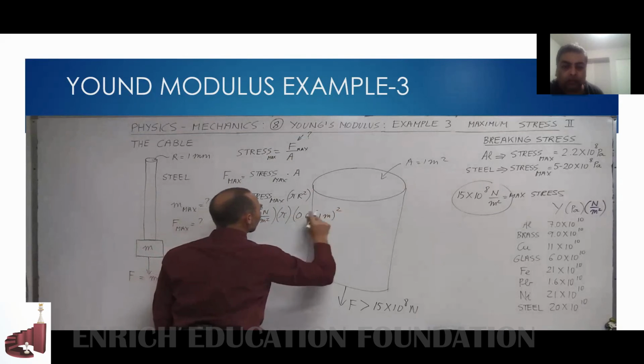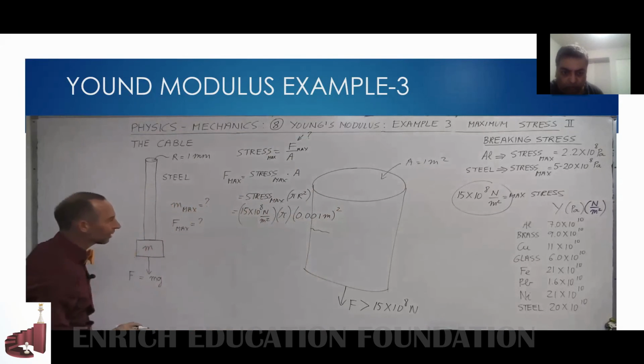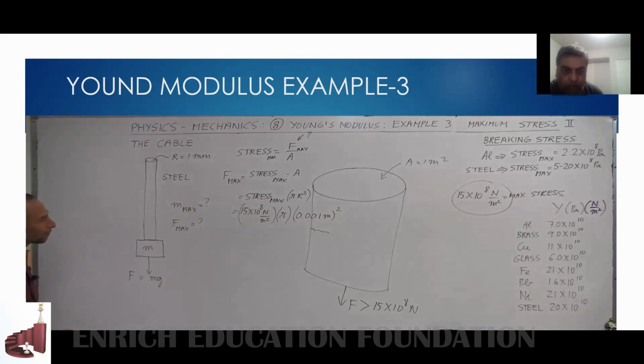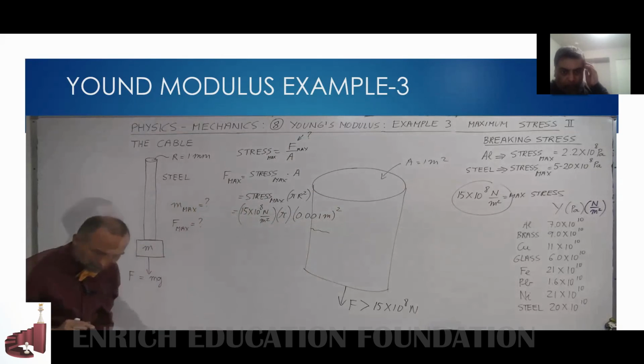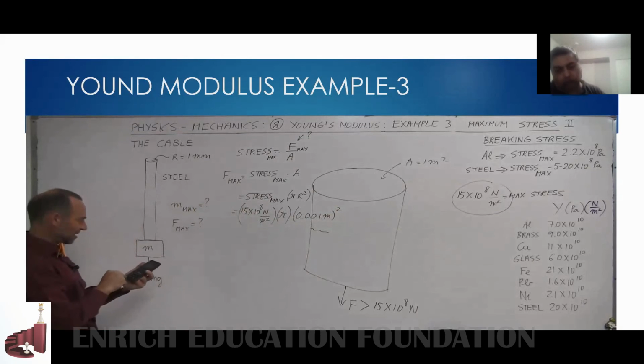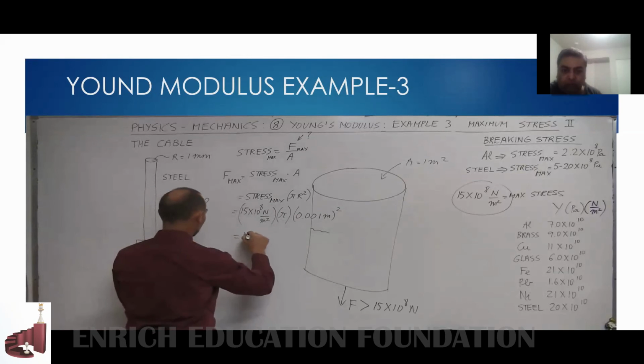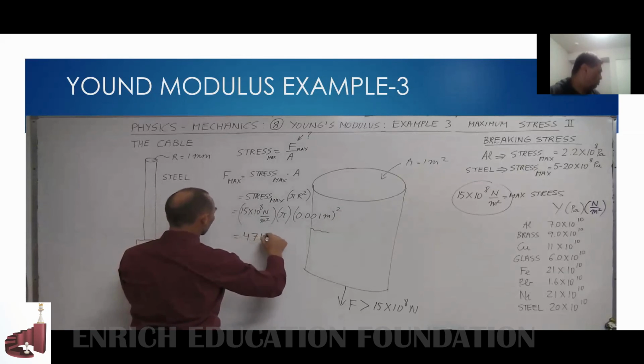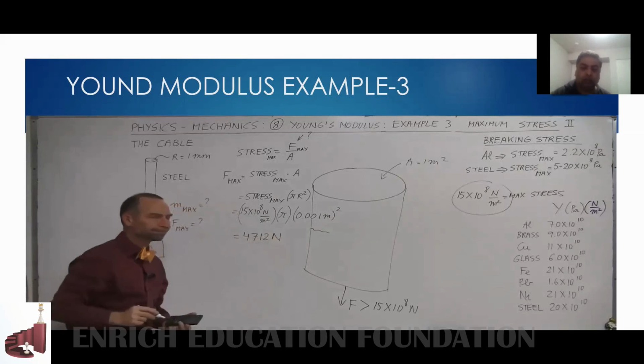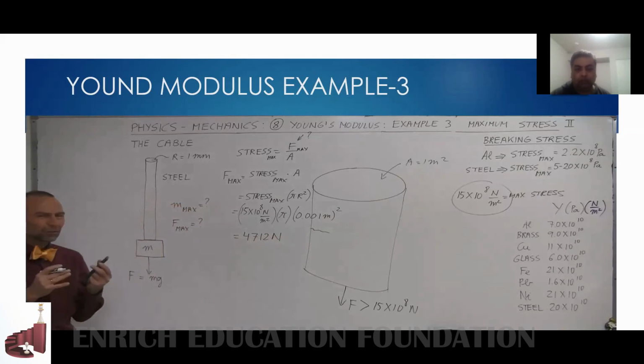0.001 meters squared. Notice a millimeter is 1/1000 of a meter. So we square that, and now we need a calculator. 15 e to the 8 times pi times 0.001 squared equals, and that gives us a force of 4,712 newtons.